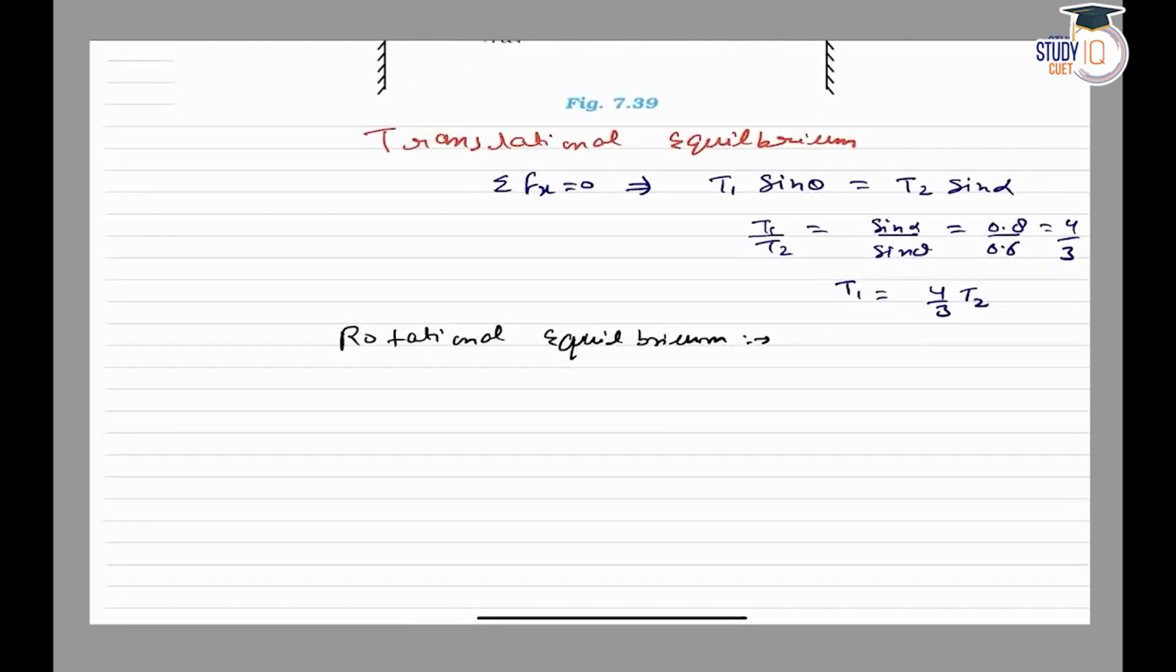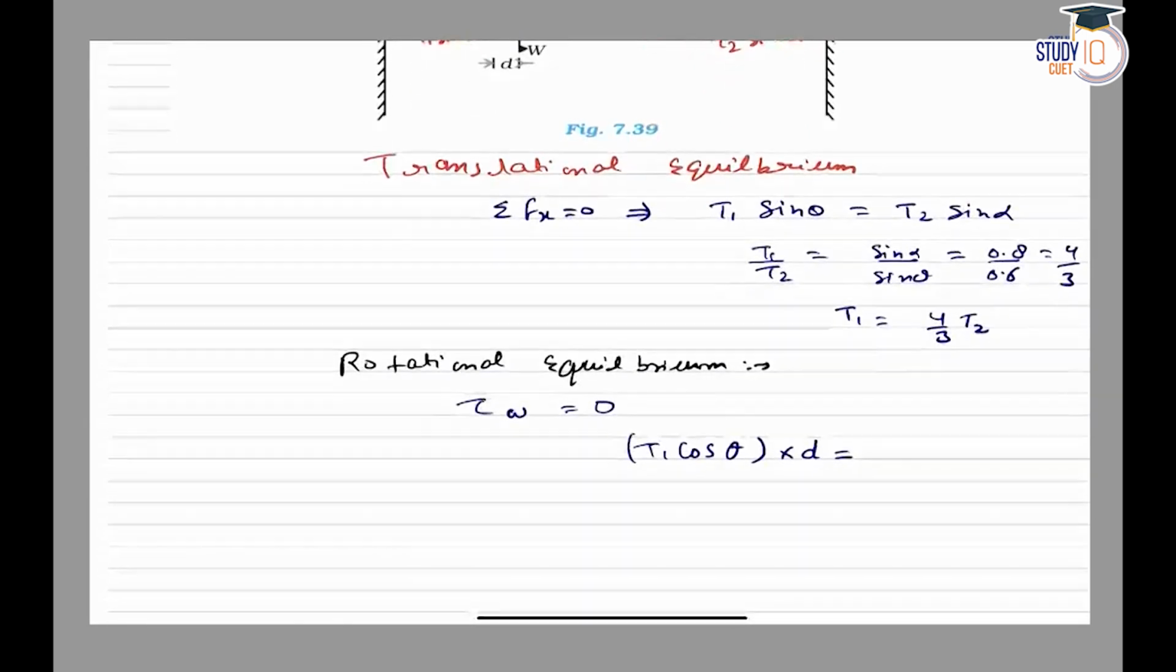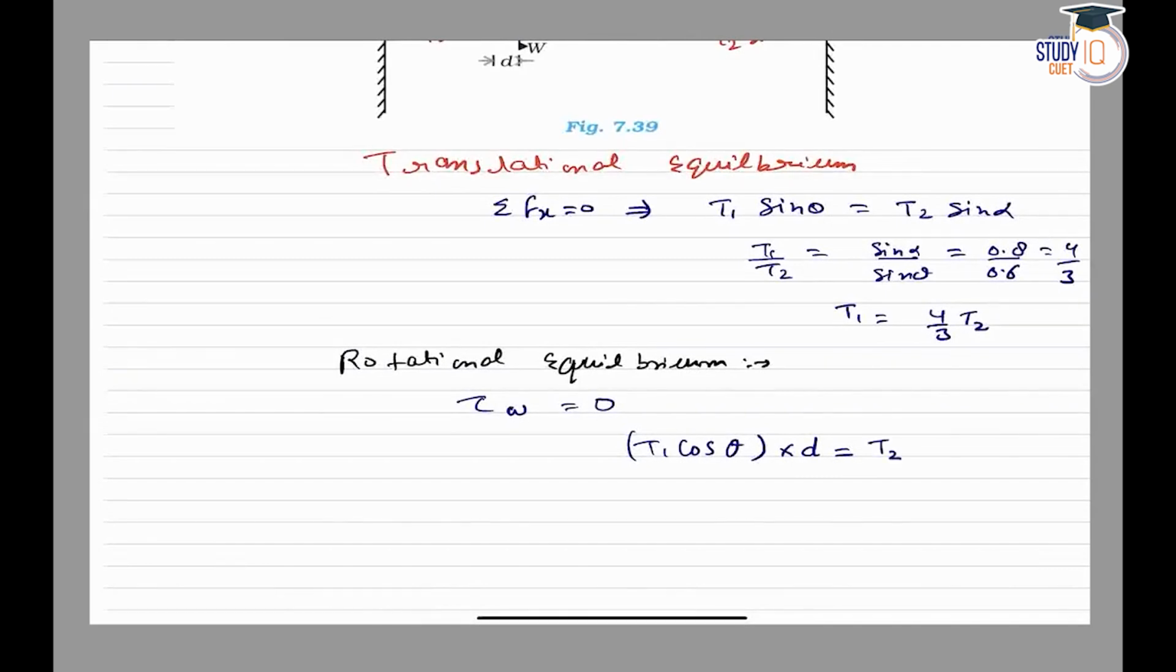So by applying the condition of torque, the torque about the center of gravity is taken to be 0. So we can say that T1 cos theta into the perpendicular distance of this force from W, which is d, must be equal to T2 cos alpha into the perpendicular distance, that is the total length 2 minus d.